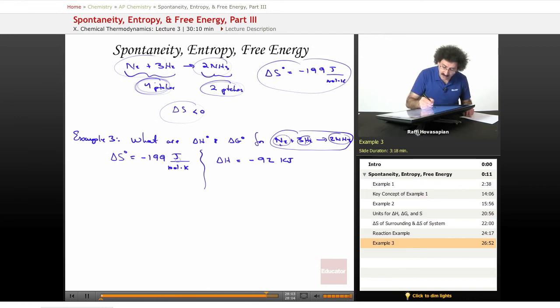Actually, this is joules per Kelvin. We've already accounted for the moles because we're taking 2 times the entropy of this minus 1 times the entropy of that plus 3 times the entropy of this. We've already canceled the moles, so it's just joules per Kelvin. My apologies. And this is just kilojoules, not kilojoules per mole.